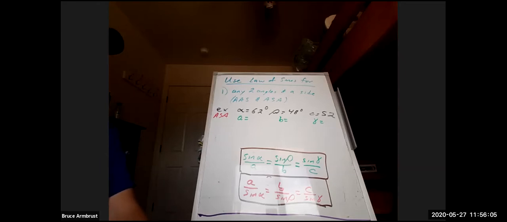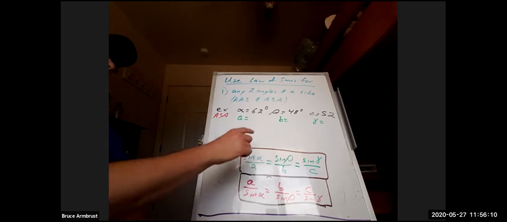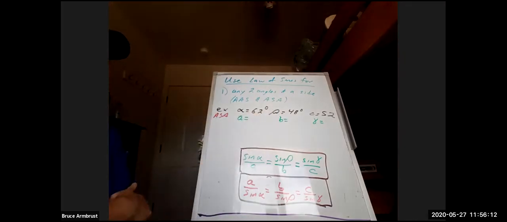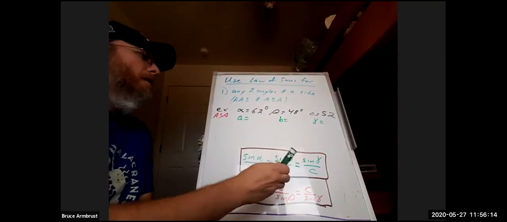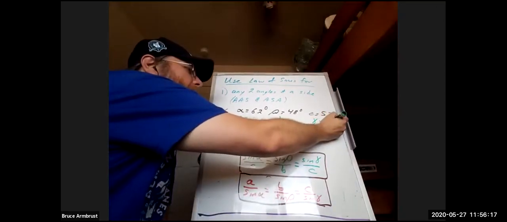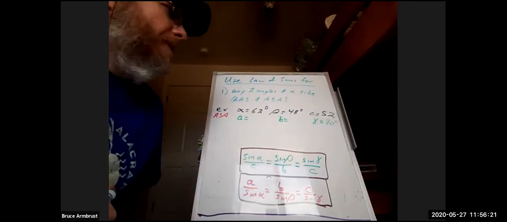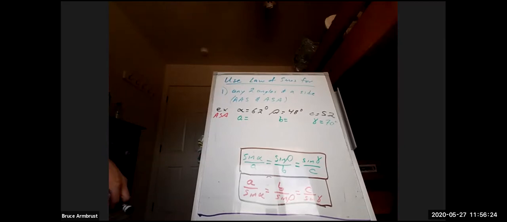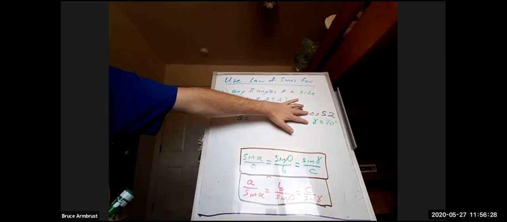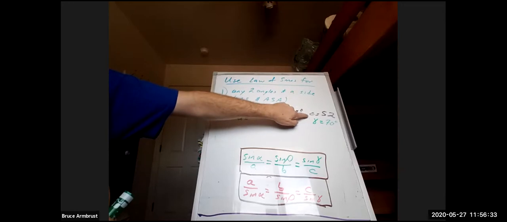All right, so let's get that third angle. I know that they all add up to 180. So if I take 62 and 48, that gives me 110, which leaves me remaining 70 degrees. So gamma is going to equal 70 degrees. And now you can see I've got my side and angle pair. I've got C and gamma. So that's enough for me to use the law of sines.